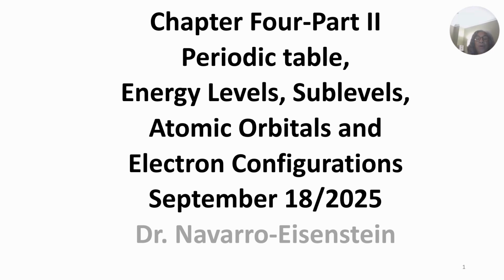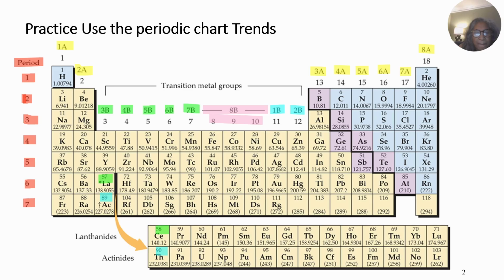Good evening. I want to complete chapter number 4 with the discussion of the periodic table, what are those that we call shells and subshells, and how the electrons are distributed in what we call atomic orbitals. The periodic chart is arranged in columns and rows. We call the columns groups and we call the rows periods.